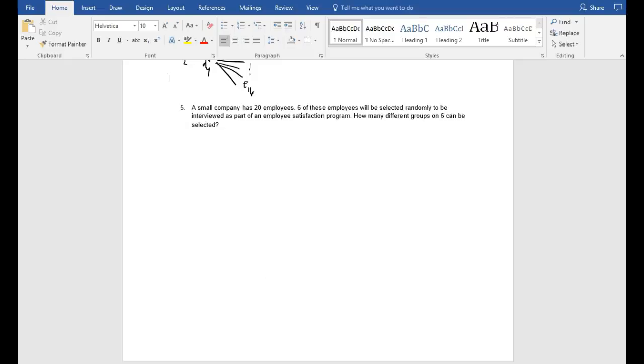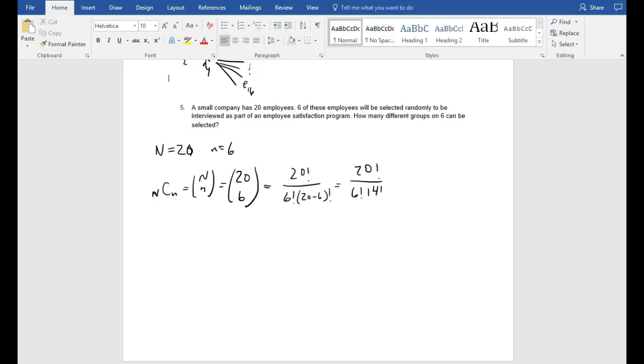So we know we have 20 total employees, and we're selecting 6. Okay, so we can have big N, C, little n, or N choose n. These are both going to equal 20 choose 6. They're the same thing, 20 choose 6, which we know is 20 factorial over 6 factorial times 20 minus 6 factorial, which is equal to 20 factorial over 6 factorial times 14 factorial.